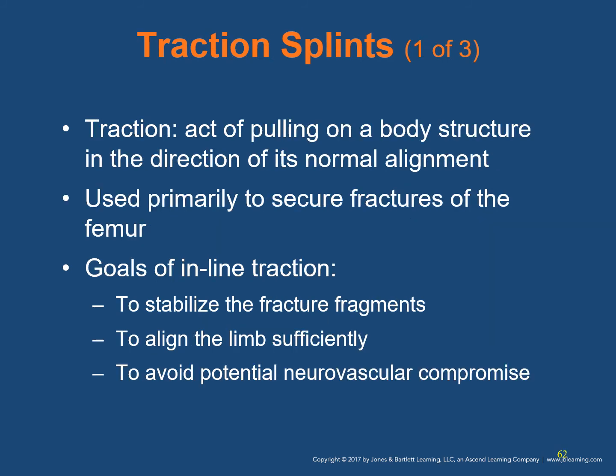Traction splints. Application of inline traction is the act of pulling on a body structure in the direction of its normal alignment. It is the most effective way to realign a fracture of the shaft of a long bone so that the limb can be splinted more effectively. Traction splints are used primarily to secure fractures of the shaft of the femur, which are characterized by pain, swelling, and deformity of the mid-thigh.